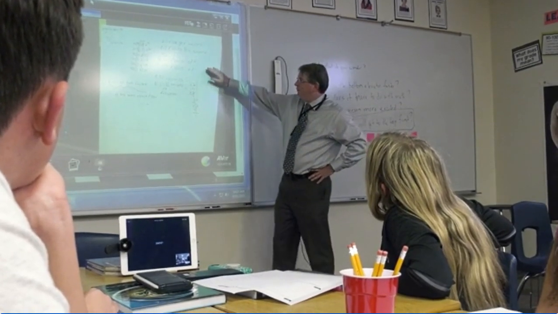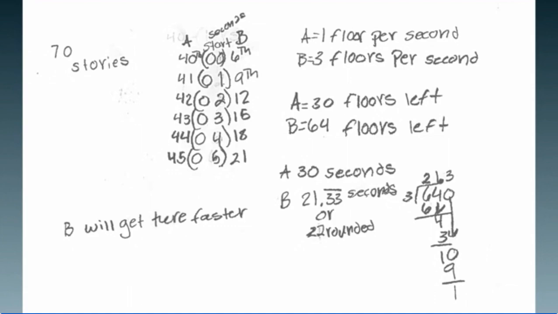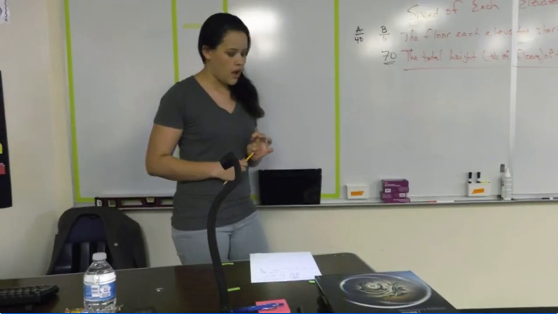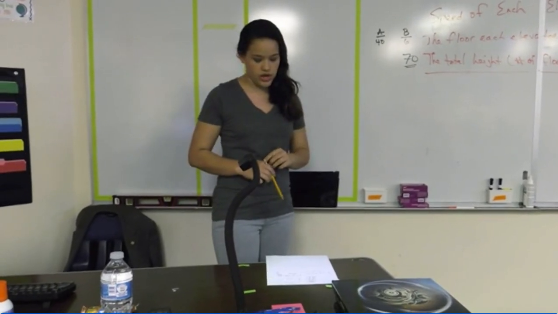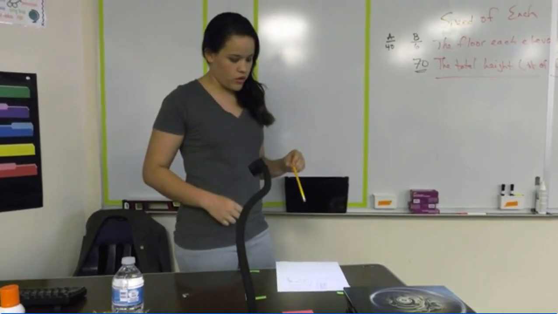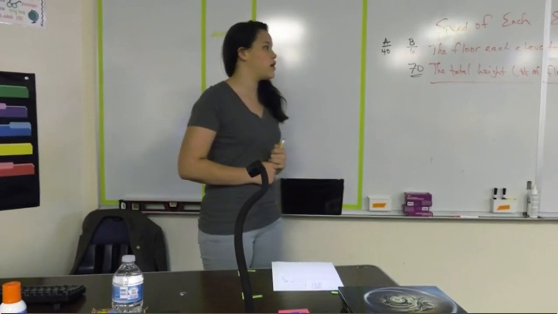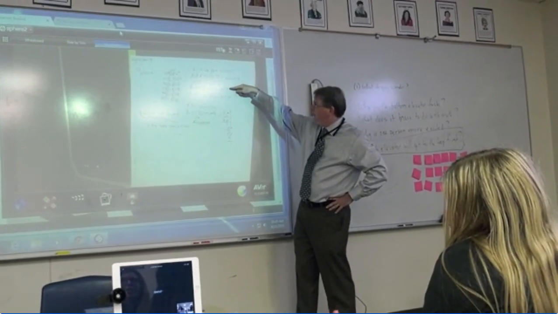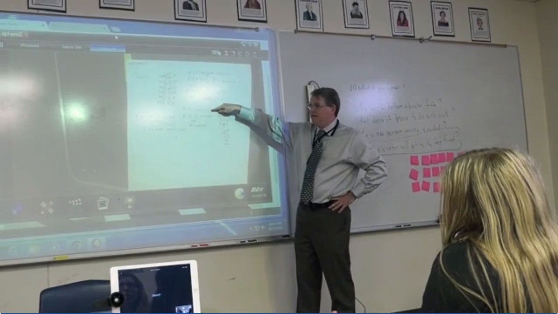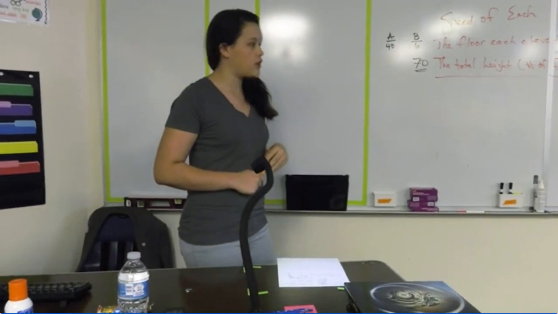Excellent job. Let me follow up with that for a second. What you put right here is A has 30 floors left. How'd you get that 30 floors left? What we did was we subtracted the 40, our starting point, from how many stories there actually are. And then how'd you get from 30 floors left on A to 30 seconds? It takes a second per floor.